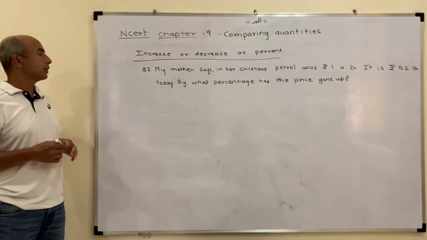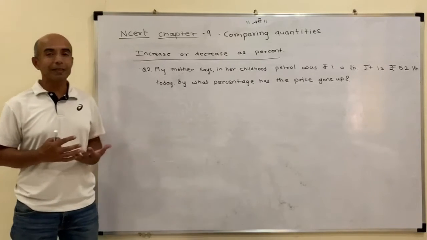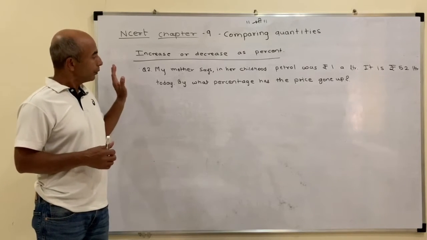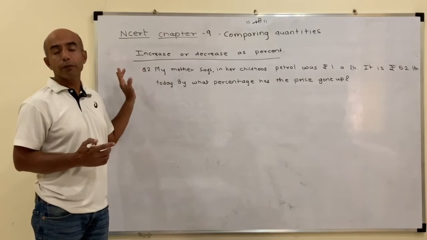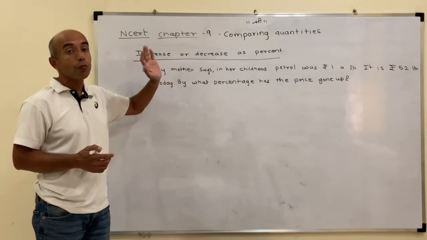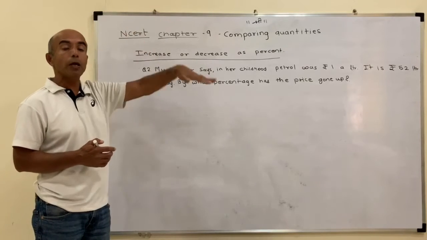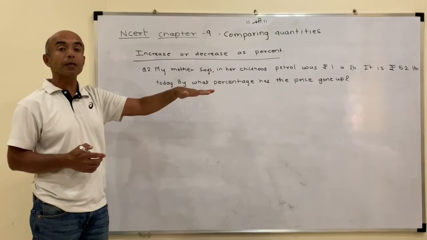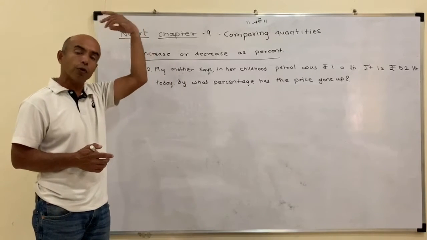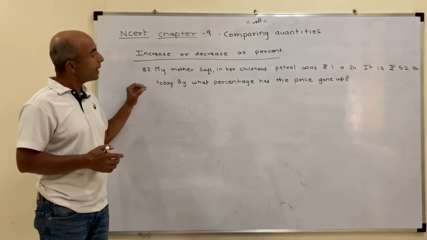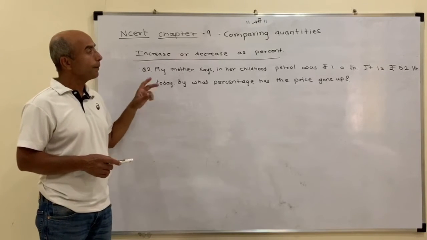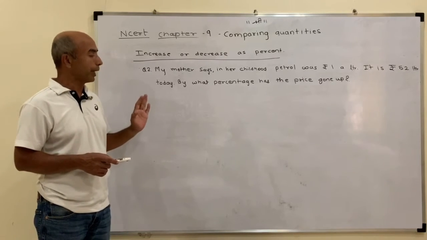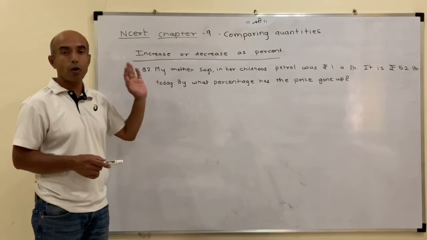Now, this is the question. My mother says in her childhood petrol was 1 rupee a liter. See, we need to ignore all other things. When we find this kind of question, just pay attention to what the value was before and what the value is today. Then we find the difference, and that difference we find as a percent of the previous price or previous value. So the question is, my mother says in her childhood petrol was 1 rupee a liter. It is 52 rupees a liter today. By what percent has the price gone up?